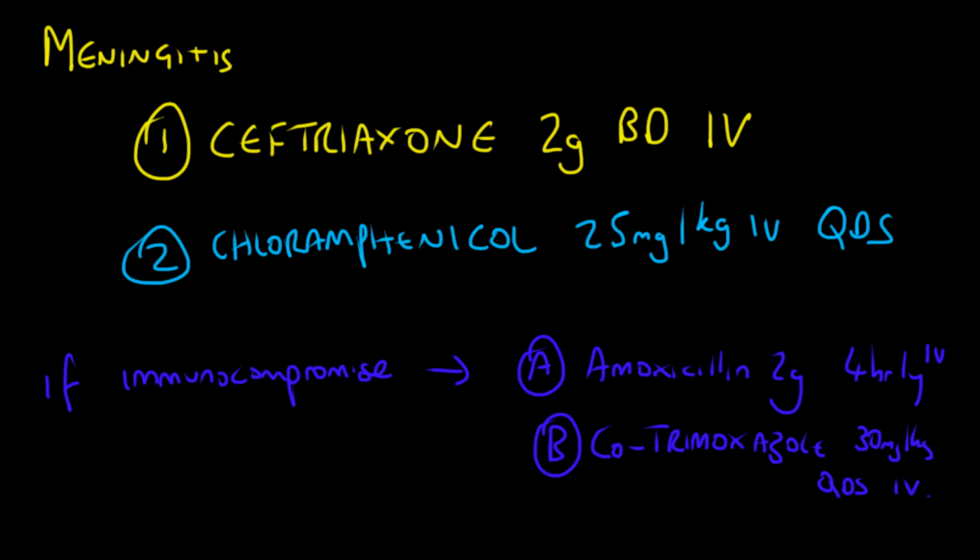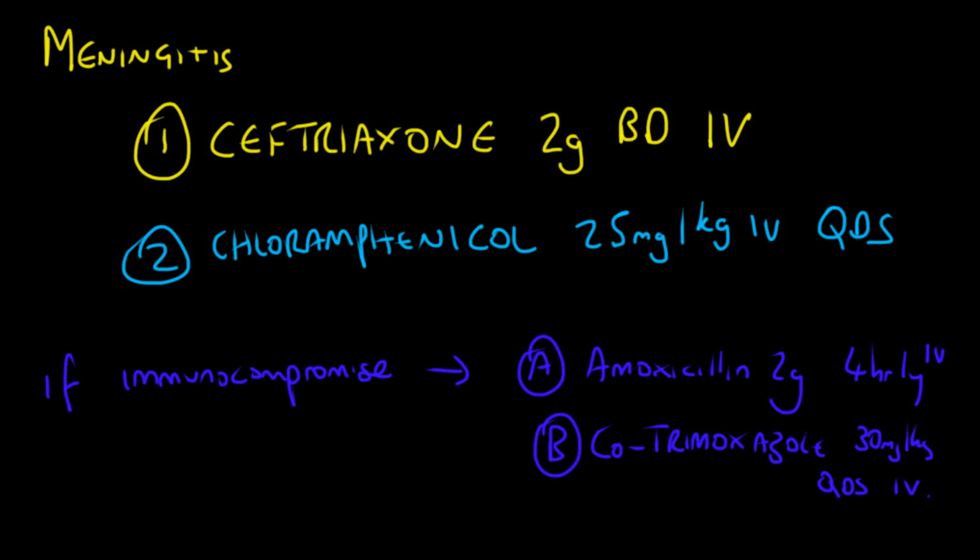The second, in a penicillin allergy person though, you would give chloramphenicol 25 milligrams per kilogram IV QDS. Once again, these are from a hospital protocol. They may not be your hospital protocol, so always follow your protocol, and these are just examples of safe drugs to say in an exam rather than safe drugs to actually give. So these are exam sensitive answers.